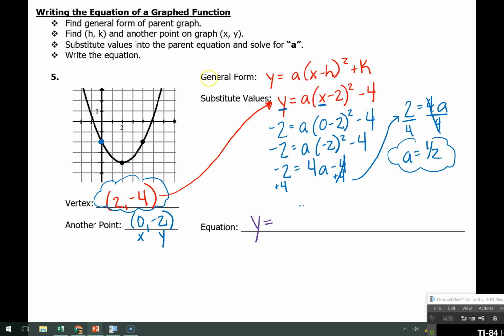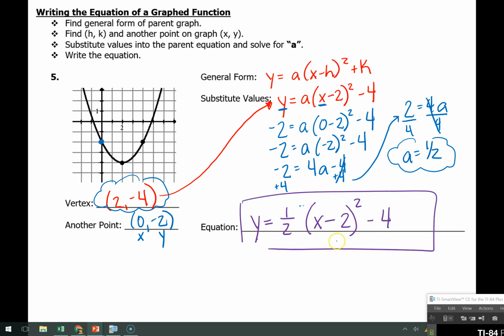Y is equal to, I'm using this general form up here, A, which is 1/2, times (X minus whatever H is, so that's 2). That quantity is squared, and then I have plus K, which is -4 in this case. So that's my equation. Notice that this is a little bit more work than with the absolute value ones we were doing. You need to know your vertex, but then you need to pick another point and use it to substitute in and find what A is. And once you find A, then you can write your equation.